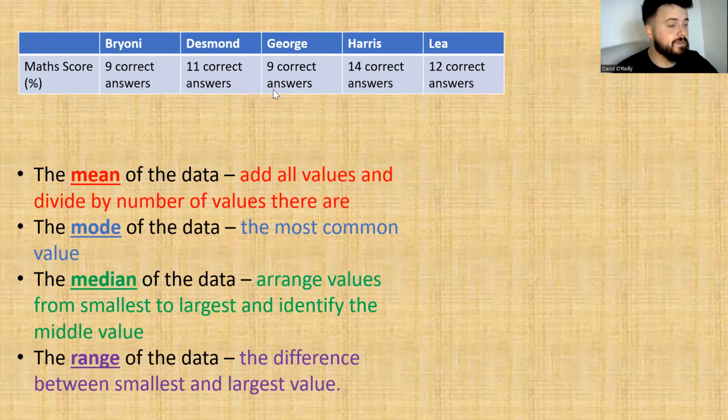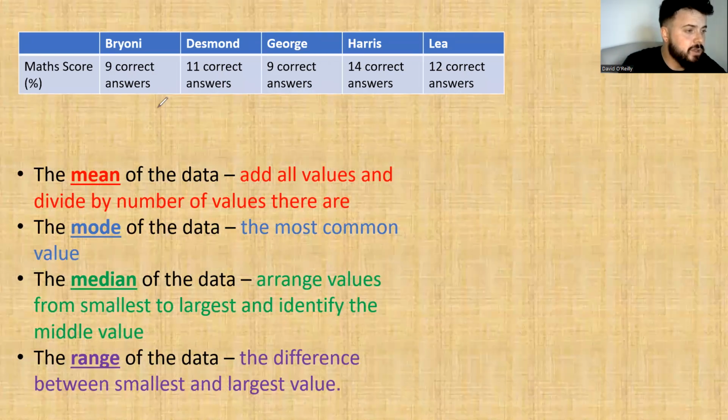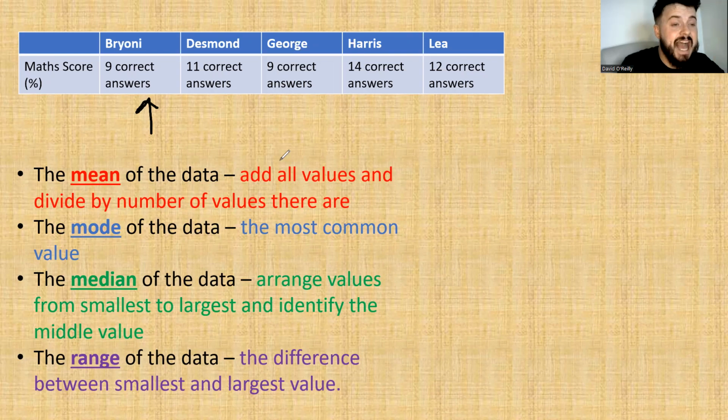So I've just read the definition for mean. We add all the values and divide by the number of values there are. What does that mean? Well, we've got 5 values, 9, 11, 9, 14, and 12. We need to add them all together and divide by how many values we have. So how many values do we have? We have 1, 2, 3, 4, 5. We have 5 values. So first step, let's add them all together. We've got 9 correct answers, plus 11, plus 9, plus 14, plus 12.